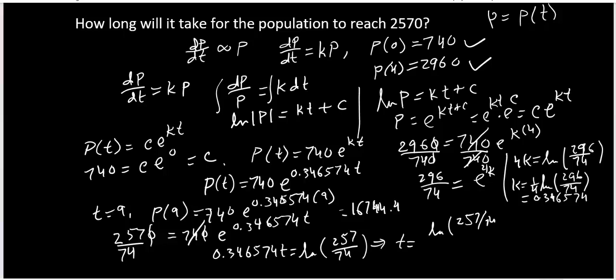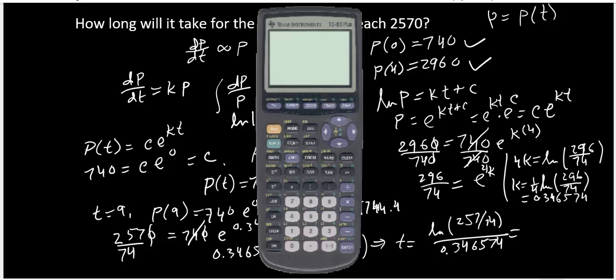And that tells you t will equal natural log of 257 over 74 divided by 0.346574. So then I'm taking natural log, and then I have 257 divided by 74 divided by 0.346574, and then enter. So that gives you 3.59233. So I can say approximately I got 3.59.